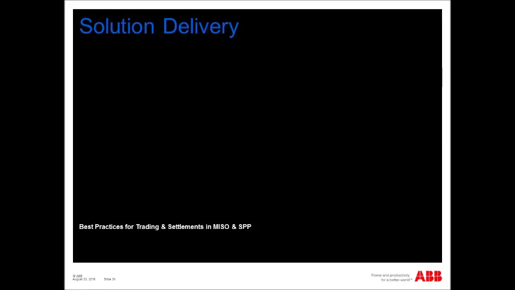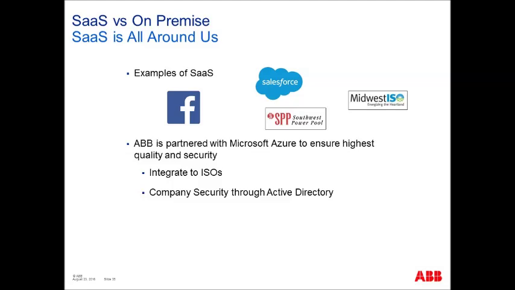Now, there are a couple of different solution delivery methods for nMarket as well. nMarket, MISO, and SPP are available on-premise with all the features that we just reviewed. However, this year we're able to offer nMarket as a software as a solution platform. So let's review some of the software as a solution, or SaaS, versus the on-premise.